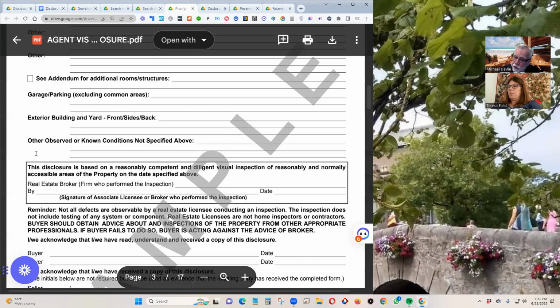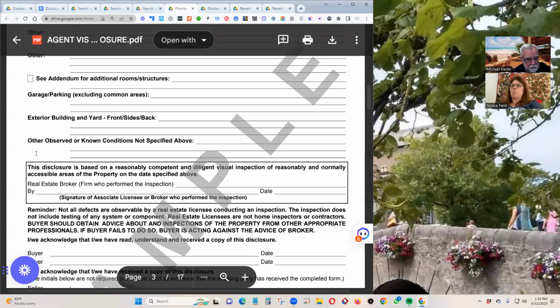Let's say you happen to know that there's a meth house, a party house on that street because you're an area specialist and you've sold properties in that neighborhood and you happen to know that those things exist in the neighborhood.